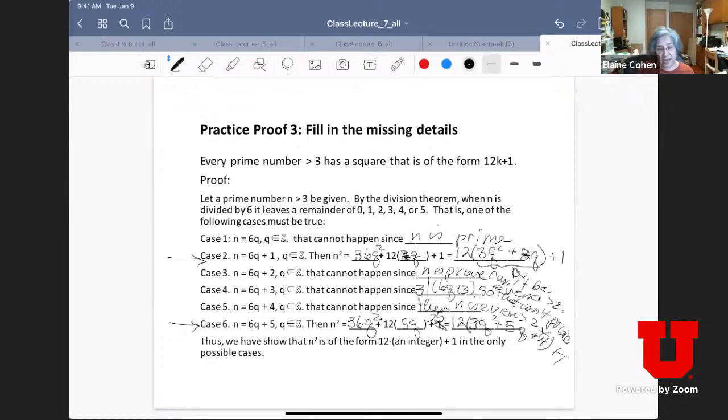Notice that does not say that if a square of a number has the form 12k plus 1, then the number is prime. That would be the converse, and that is not the assertion. A converse is not equivalent. Remember that. Yes, Fabe.